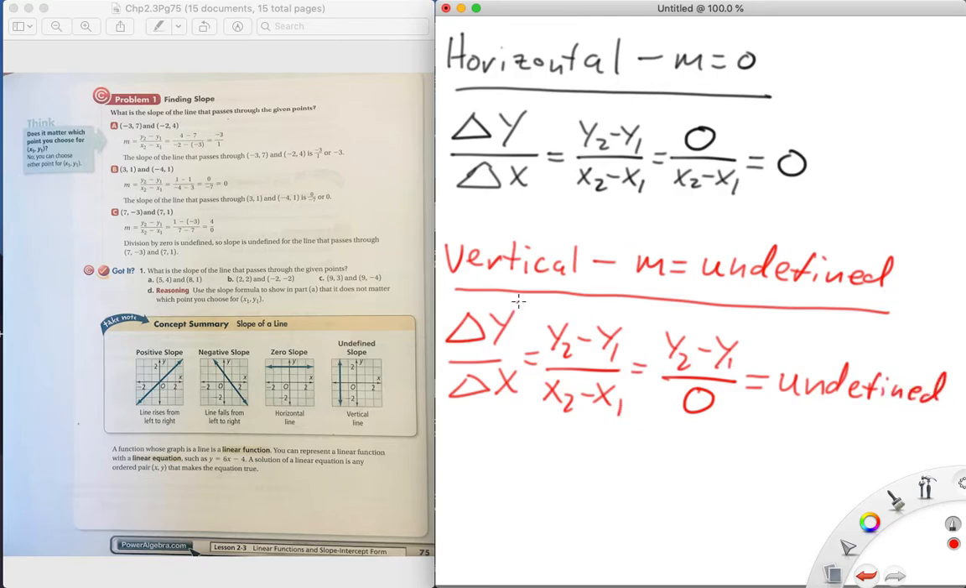All right, so vertical slopes are undefined because the 0 is in the denominator. And for a horizontal line, the 0 is in the numerator, and we have a slope of 0. So undefined slope, 0 in the denominator, vertical. Horizontal line, slope is 0, 0 is in the numerator.